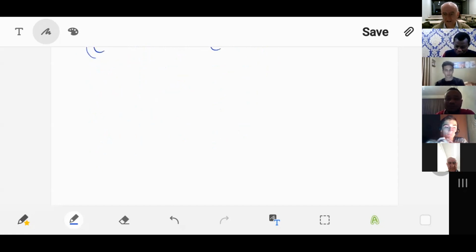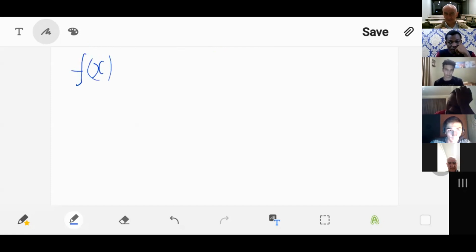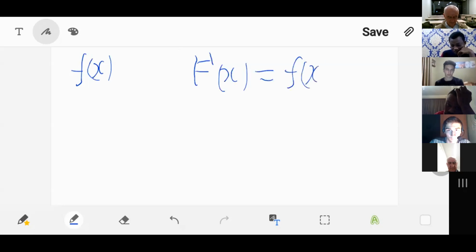Now, as for antiderivative. An antiderivative of a function f(x) is a function F(x) such that the derivative of F(x) equals f(x).